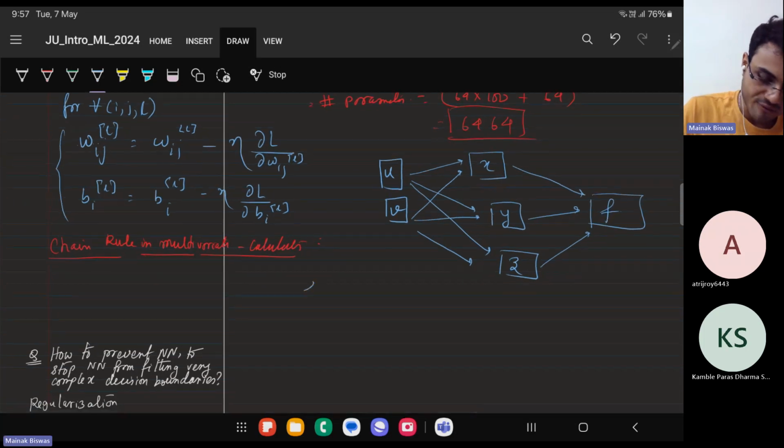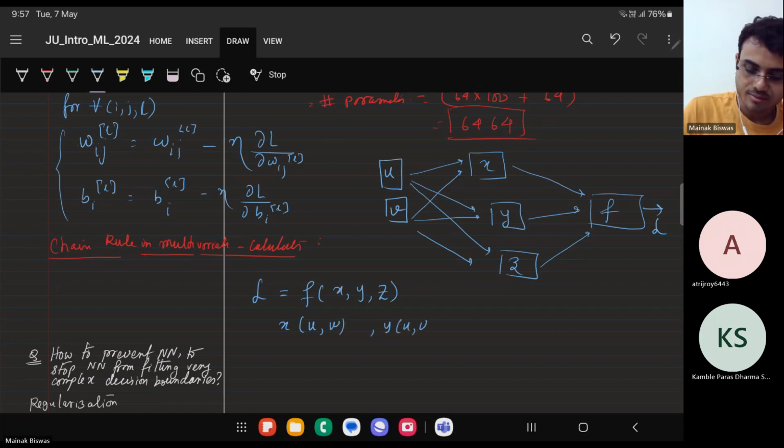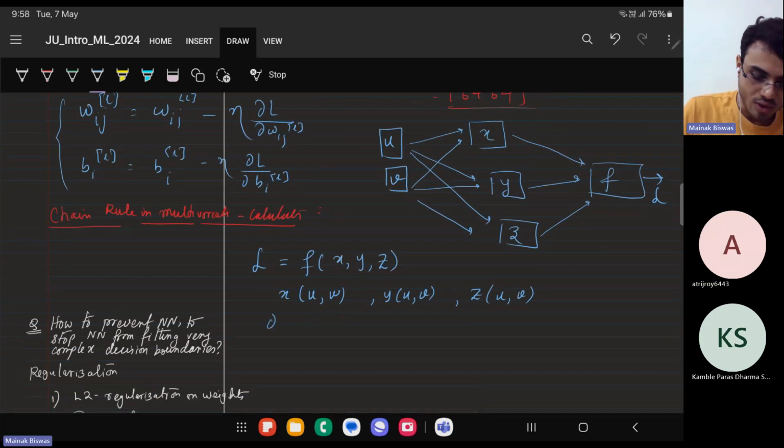So I have a function f of x, y, z. Let us write this as quantity L. But x is a function of u and v, y is a function of u and v, z is a function of u and v. Is the problem clear? You are told to find dL/du. This is the exact thing that you have to do in the neural network. Find dL/du, right?